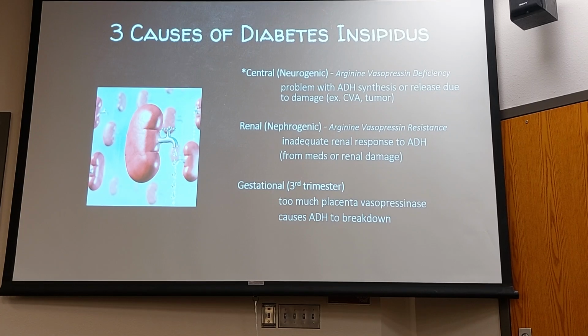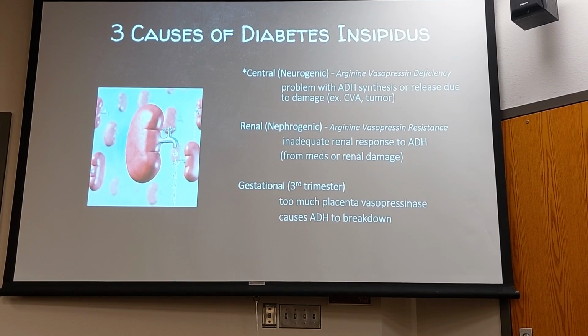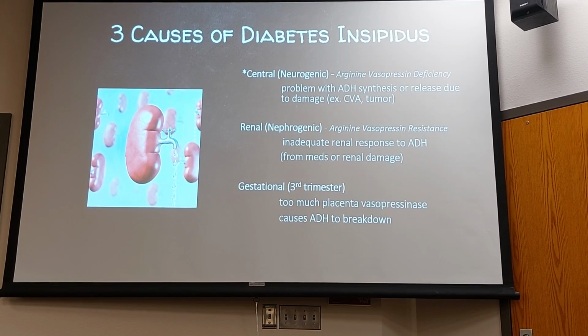But what you really need to know is, where is the problem stemming from? Is it a central problem, a neurologic problem? So either the hypothalamus isn't telling the pituitary, or the pituitary isn't releasing appropriately. That is considered central. So think central nervous system, CNS, central diabetes insipidus. You're probably not going to see the arginine vasopressin deficiency term. Just in your future, you might hear that more. But no, it's the same as diabetes insipidus.